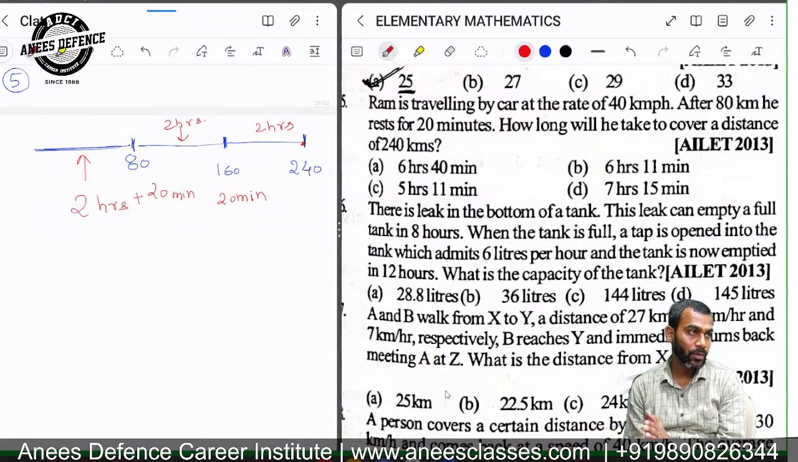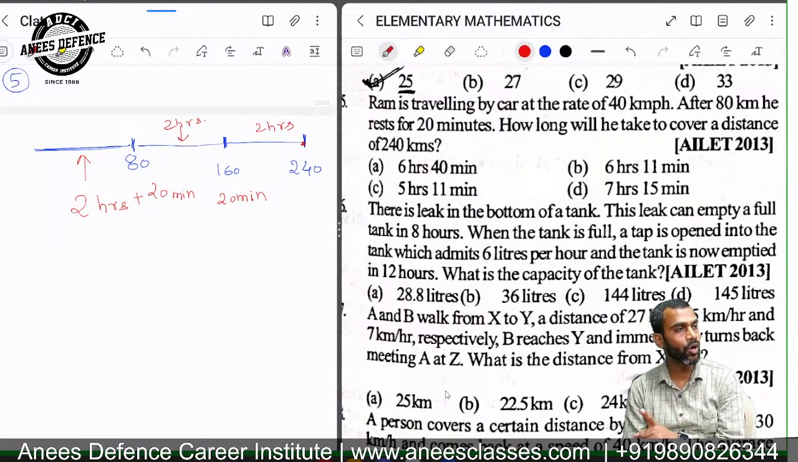So there are three parts. But how many breaks will we need? Two breaks he will need. Puru, are you getting or not? Yes, sir. At the end of 240 kilometers, we don't have to consider that break. Yes or no? Because the journey has already been completed. So how many breaks? Two breaks of 20 minutes.